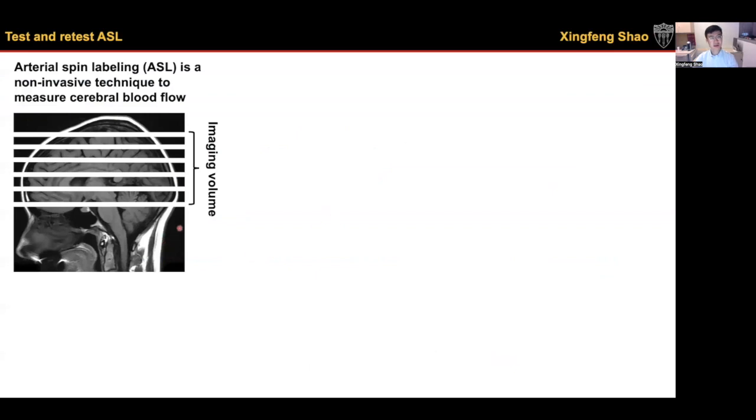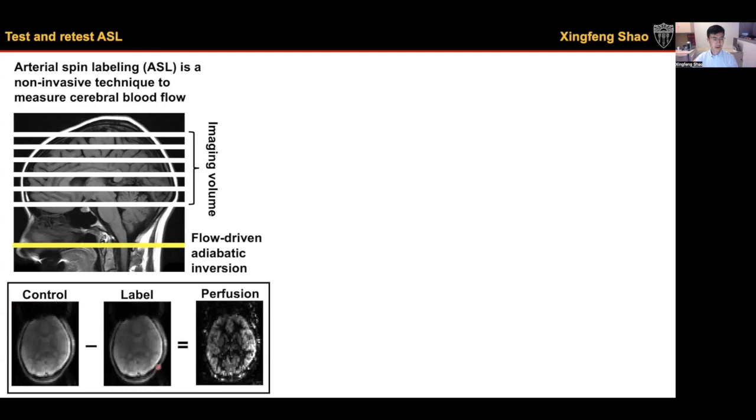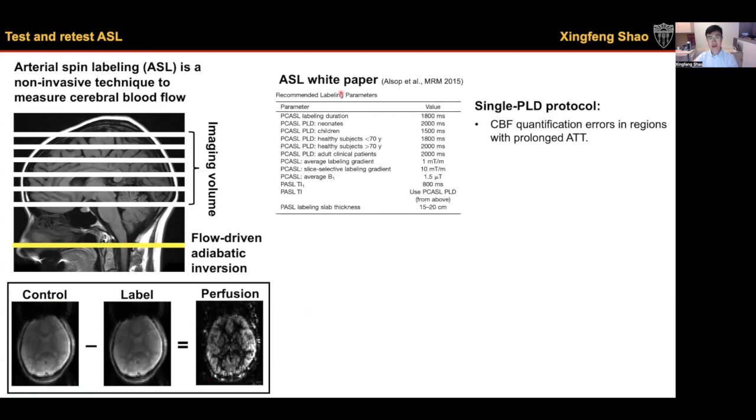Arterial spin labeling is a non-invasive technique to measure brain perfusion, and the label and control images can be subtracted to get a perfusion contrast. The ASL white paper has recommended several parameters for labeling and recommends a single PLD protocol for acquisition, but suggests using a different PLD for different populations to avoid some CBF quantification errors in brain regions with prolonged arterial transit time.